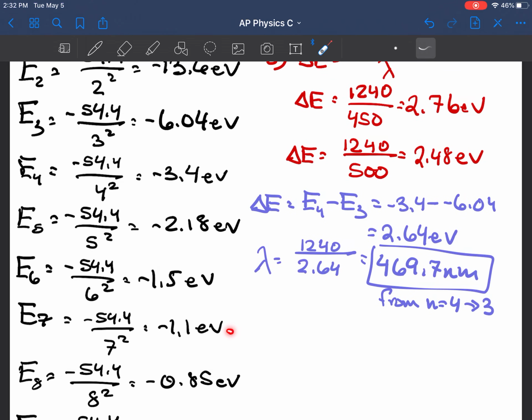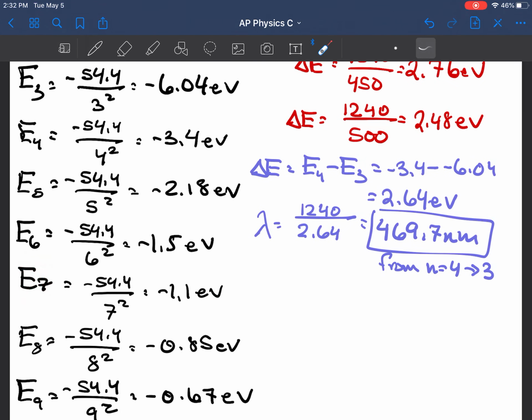What about 7? 7 to 6? No. 7 to 5? No. 7 to 4? Maybe. 3.4 minus 1.1 gives me 2.3. That's under our lower limit, so that doesn't work. And then 7 to 3 is way too much. Okay, so 7 doesn't do it either. What about 8? 8 to 7? No. 8 to 6? No. 8 to 5? No. 8 to 4, though: 3.4 minus 0.85 is 2.55. That does fall within.